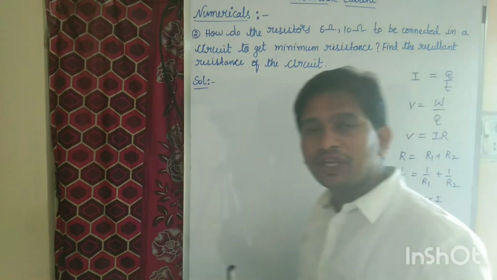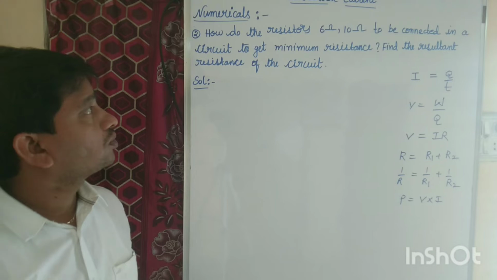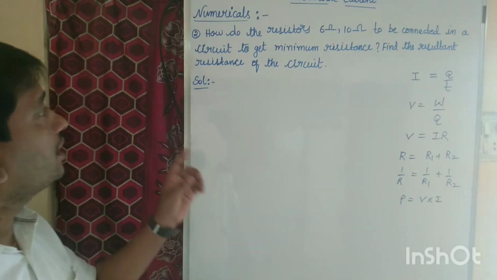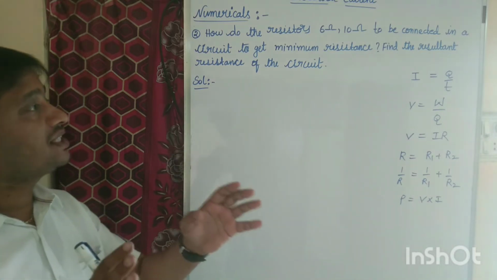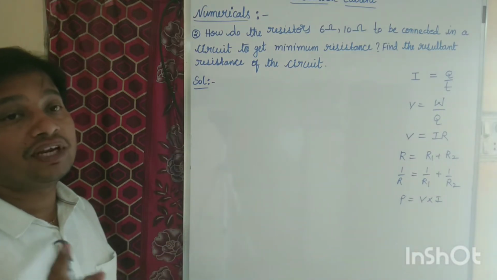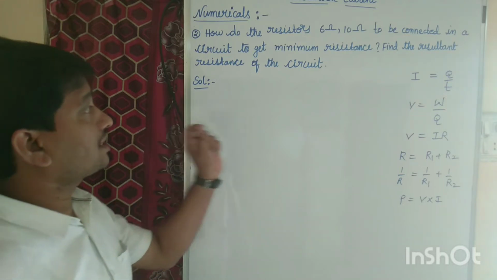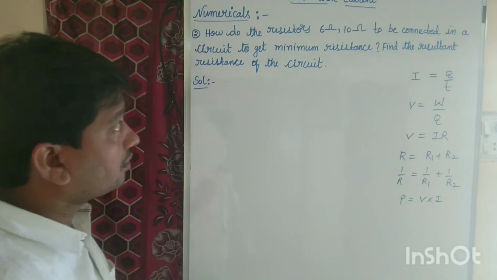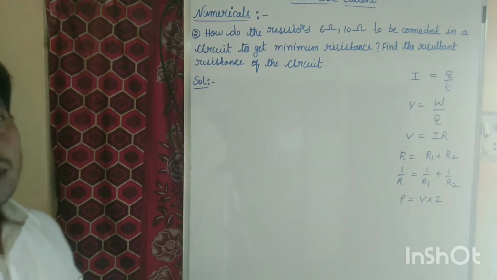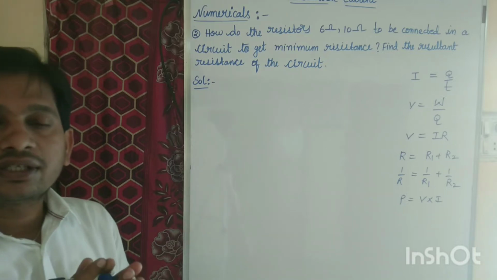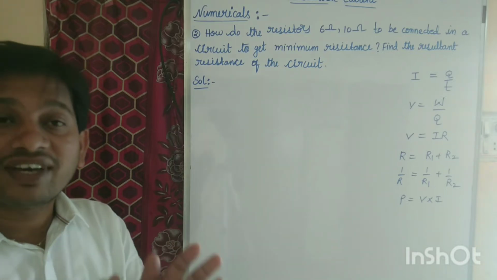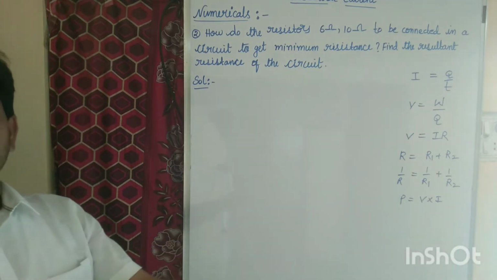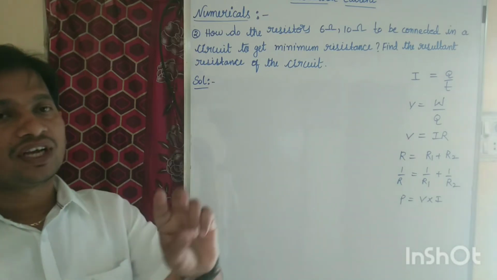Now coming to the second problem: how should the resistors 6 ohms and 10 ohms be connected in a circuit to get minimum resistance? Find the resultant resistance of the circuit. One important note: if you want to get minimum resistance, we need to connect the resistors always in parallel. To get maximum resistance, we need to connect the resistors in series. These 2 points you need to remember.